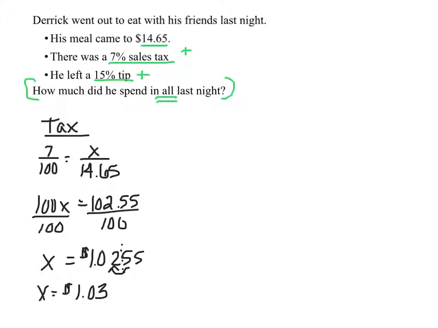So we already said that we have to add tax to the total. So my total was $14.65. I need to add on $1.03 for tax, and I get $15.68. That is now the total.